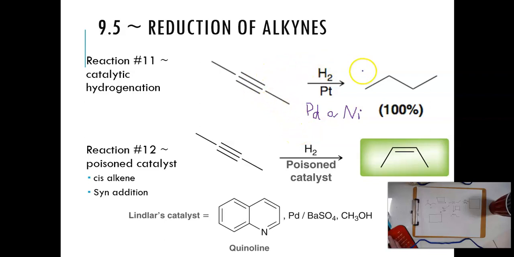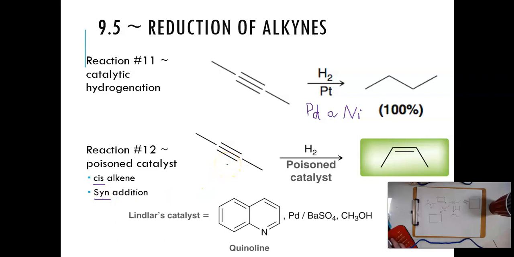Now, because this goes directly down to the alkane, we might want to stop it at the alkene. I think I said that backwards. We go from the alkyne directly to the alkane, and we might want to be able to stop it at the alkene. So here's our other option. In reaction number 12, we're going to use a poisoned catalyst, which really just means it's a catalyst that's not great at its job, meaning it only goes through half of a reaction. And this is going to give us a cis alkene because it's going through a syn addition.